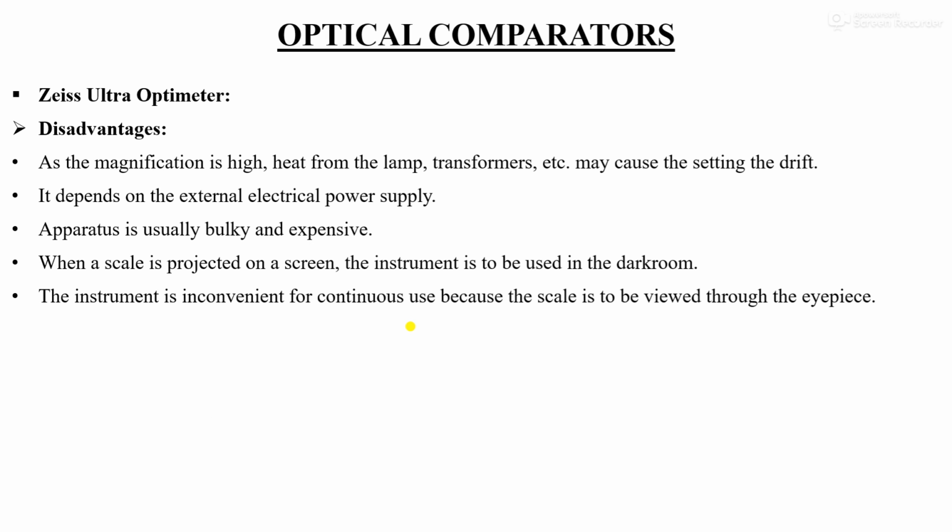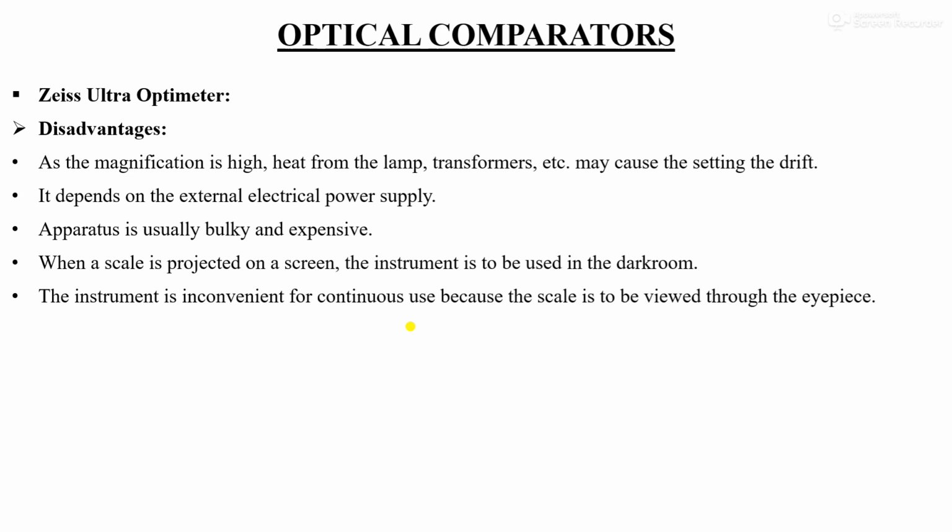Now we see the disadvantages. As we have seen, the magnification is very high. Because of that, the heat coming from the lens and the transformers that you use may cause the setting to drift. The setting can go adrift or it can be erroneous. Second, it depends on an external electric power supply. Therefore, if there is no electric power supply, you cannot use it.